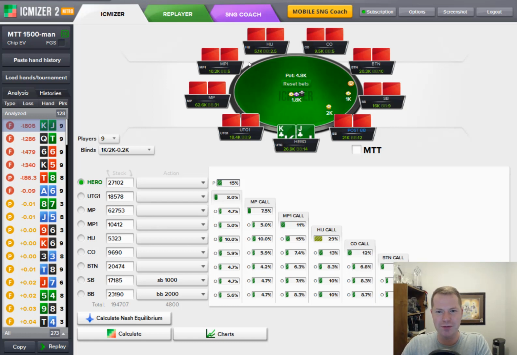But notice there are quite a few shallow stacks. So even if I shove this King Jack suited, if I do get called, some portion of the time it's going to be against one of these very shallow stacks, which isn't that big of a deal. And you also see some 9 big blind stacks as well.